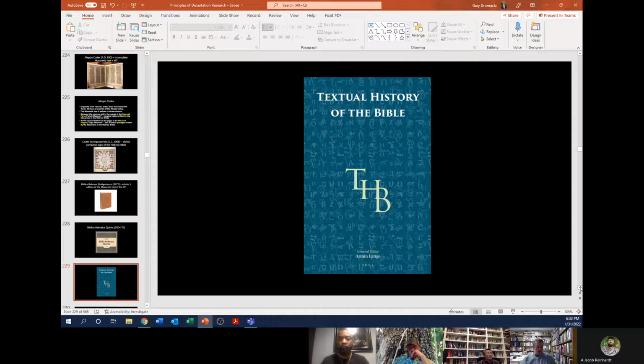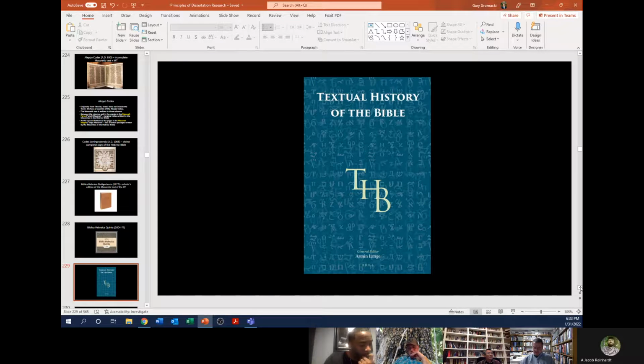So another book that is being worked on here by a number of scholars editing is called the Textual History of the Bible, THB. Just some amazing scholars working on this. Looking at a summary of it, I'll see if I can get a copy of this posted for you in Canvas.